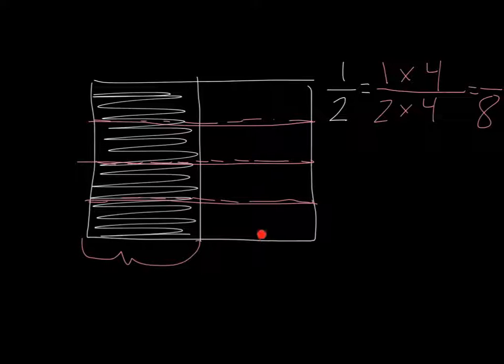And you can see that here. I've got 1, 2, 3, 4 equal parts in each half. So 1 times 4 is 4, 2 times 4 is 8.